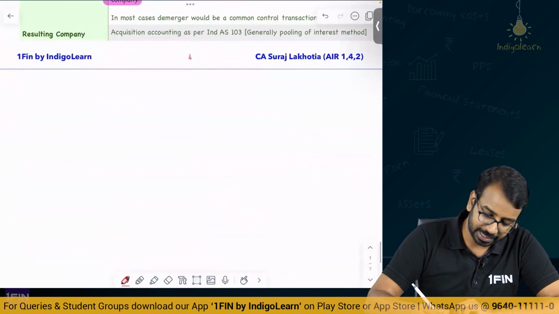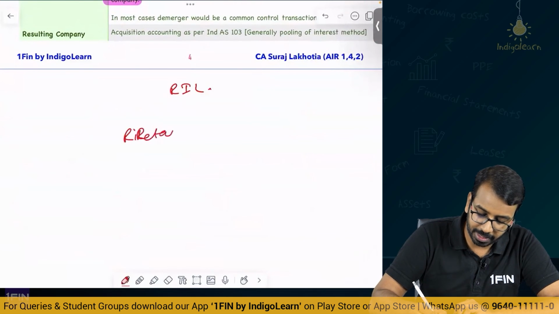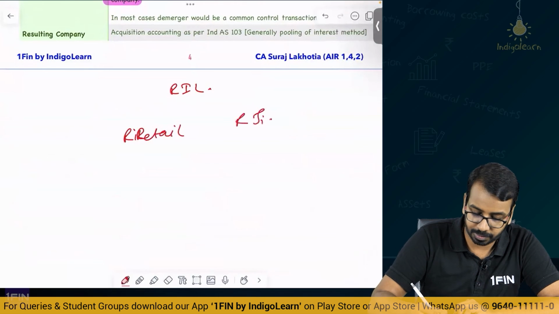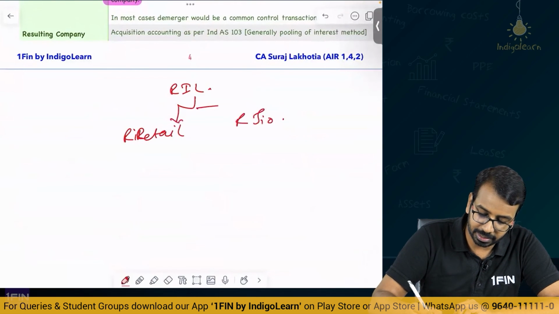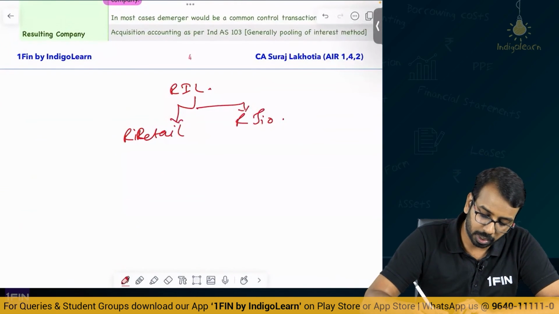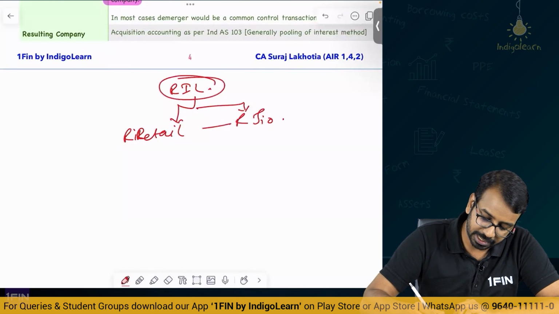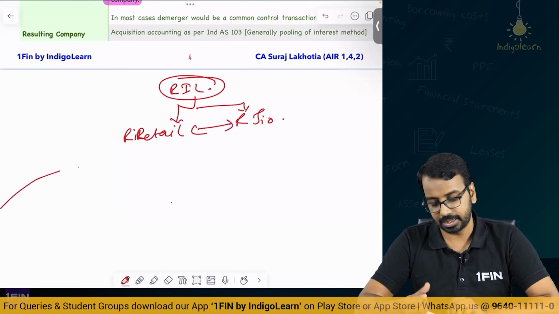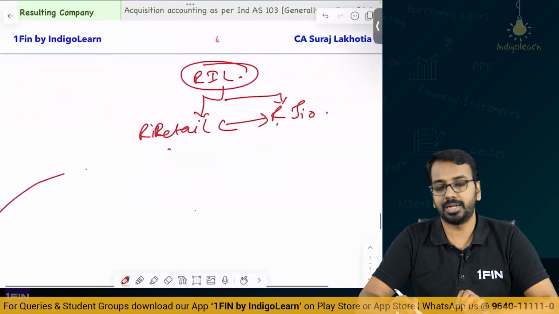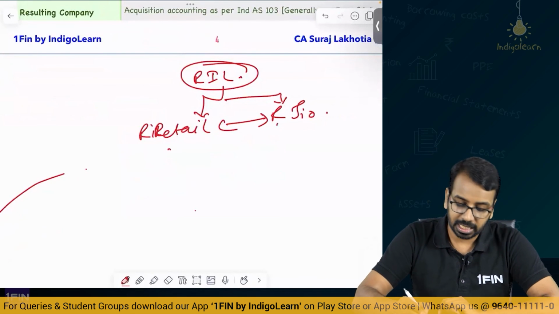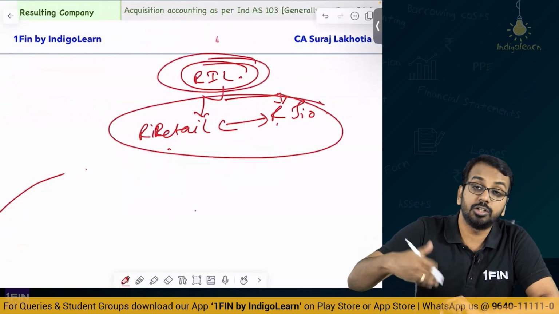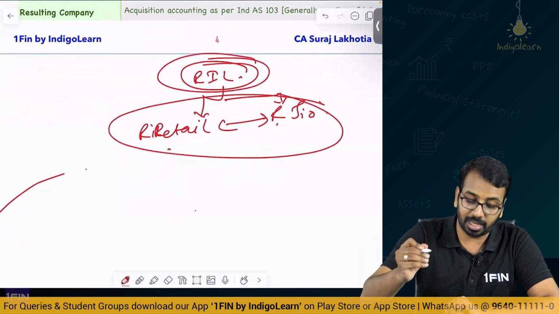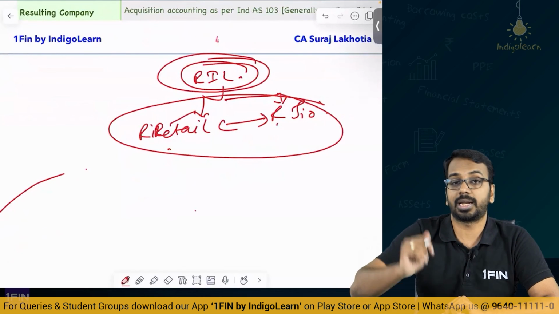That basically means that, let us say we have Reliance Industries Limited, you have Reliance Retail, and you have Reliance Jio. Now what Reliance Industries does is, it merges these two entities, Reliance Retail and Reliance Jio, both of them are merged together. Even if they are merged together, RIL continues to control them. Earlier also RIL was controlling, now also RIL is controlling.